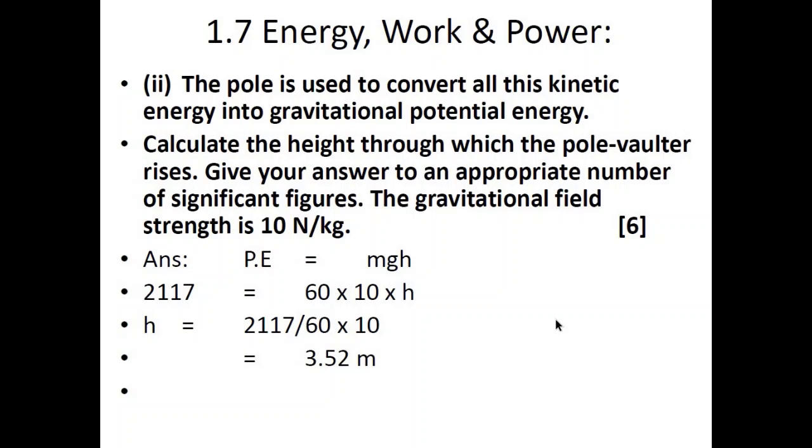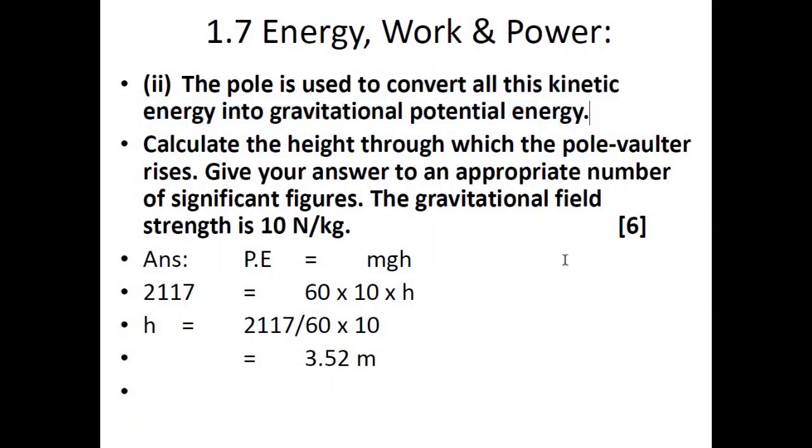The pole is used to convert all his kinetic energy into GPE, or gravitational potential energy. Calculate the height through which the pole vaulter rises. Give your answer to an appropriate number of significant figures. The gravitational field strength is 10 newtons per kg. Now remember the formula for GPE is mgh. We know that energy is always converted from one form to another, and we are given a hint in the question that all the kinetic energy is converted into gravitational potential energy.